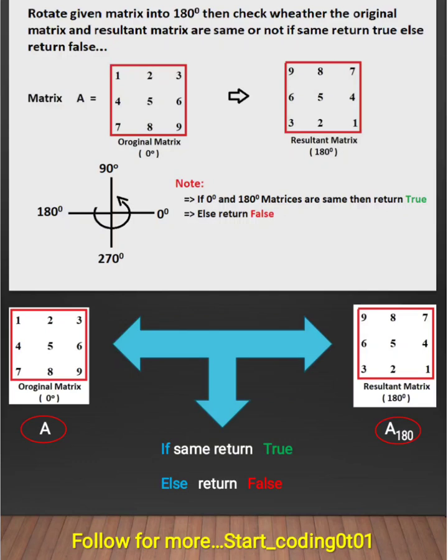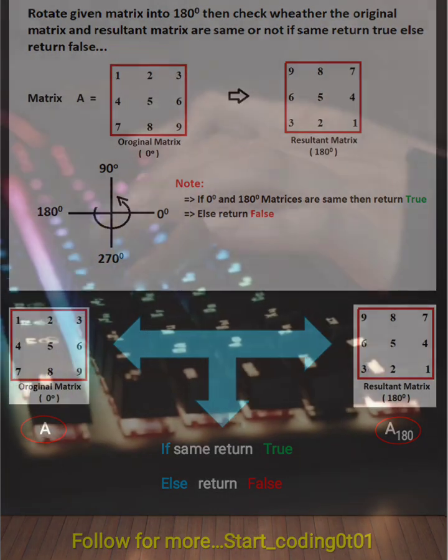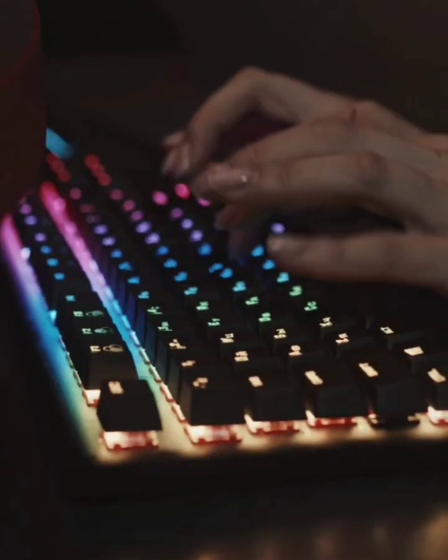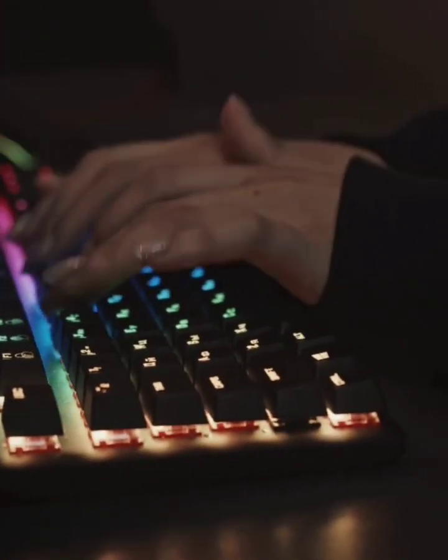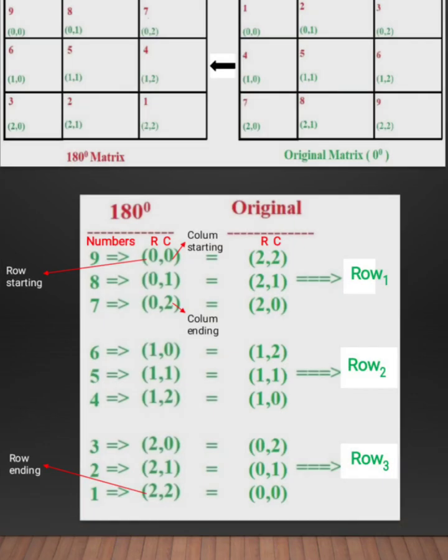The next step is to compare this resultant matrix with the original matrix. If these two matrices are the same, then we will return true, else false. This problem statement looks simple, but the logic behind it is somewhat tricky. But don't worry, I am here to make this logic easy for you. Let's see the logic behind this problem statement.